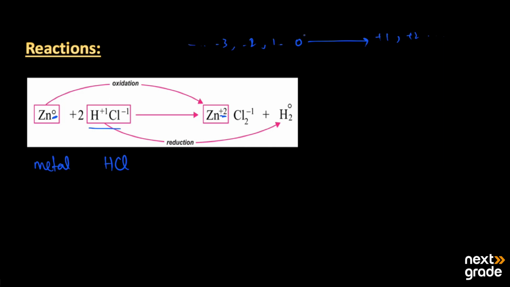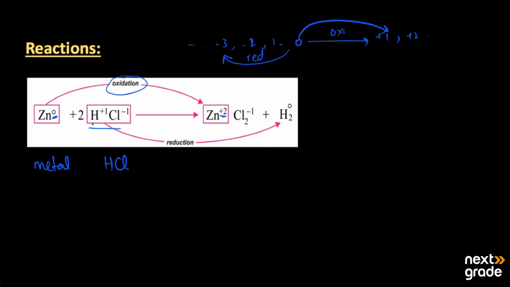So when the oxidation number changes from 0 towards positive, there is a process of oxidation. And when the oxidation number changes from 0 towards negative, there is a process of reduction. Here the oxidation number of zinc changes from 0 to positive 2, so it undergoes the process of oxidation.